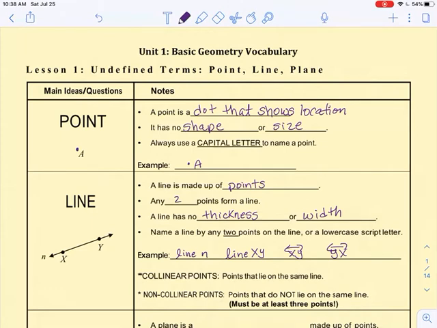Collinear points. See that the word collinear has the word line right there. Collinear points are points that lie on the same line. Non-collinear points are points that do not lie on the same line. I must have at least 3 points. So if I have point A and point B, those lie on the same line, but once I put in point C, those 3 points do not lie on the same line. We'll talk more about collinear and non-collinear tomorrow.